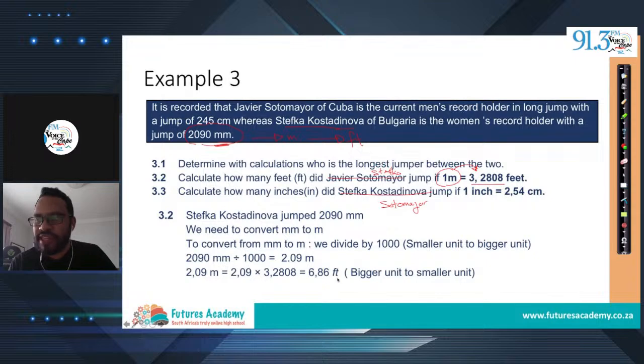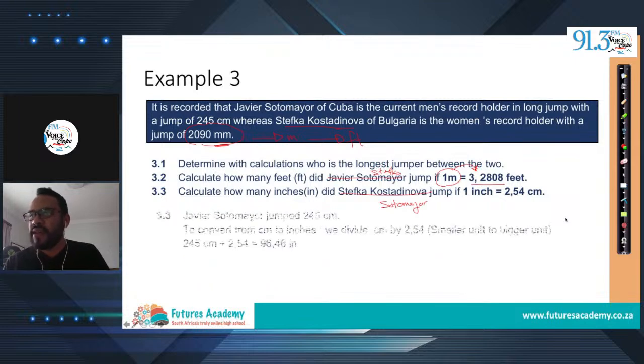Remember, your unit must be there and you must clearly show us what you're doing. Okay, now we've got about 3 minutes left. In the last 3 minutes, what we'll be doing is we're going to take a quick look at question number 3.3. Calculate how many inches did Sotomayor jump if 1 inch is equal to 2.54 centimeters.